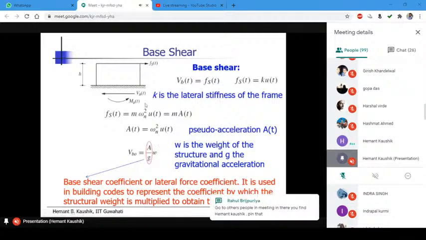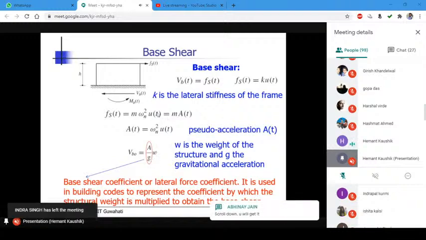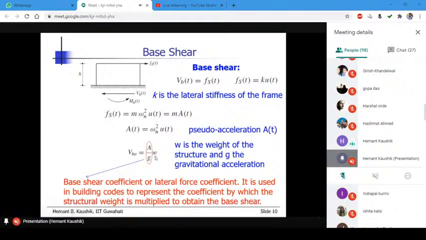So base shear, from this equation, mass times, sorry, this A is omega n square ut, right? Now we can replace this mass with W by G, right? So that is the same thing done here. So this equation we are converting to this equation. A multiplied by W by G. So G we bring here, and this A by G becomes the base shear coefficient.